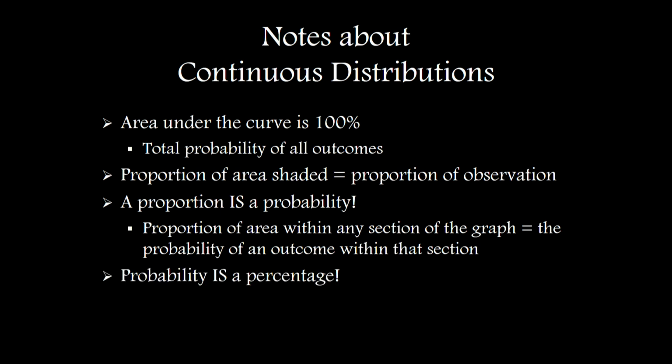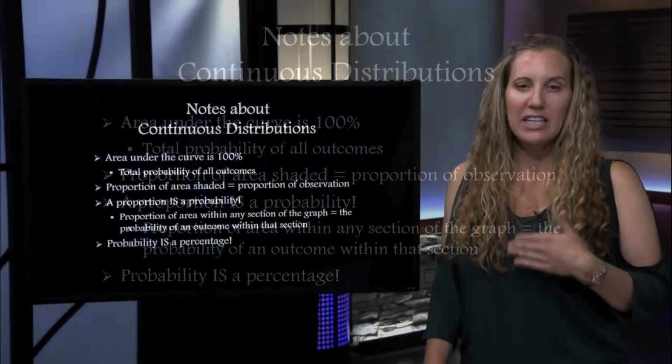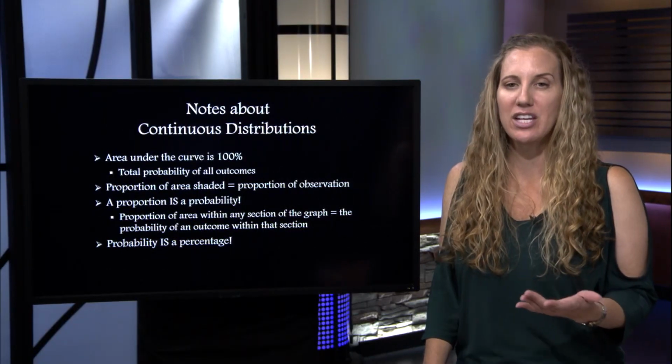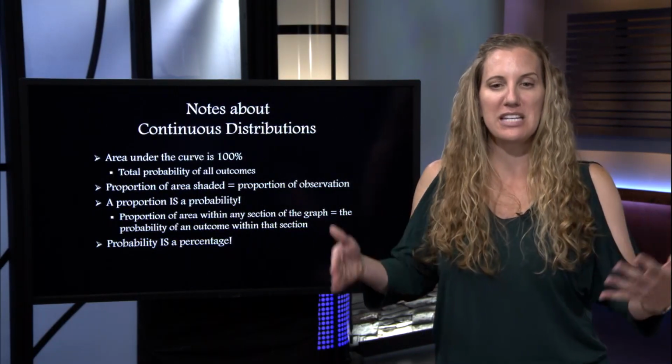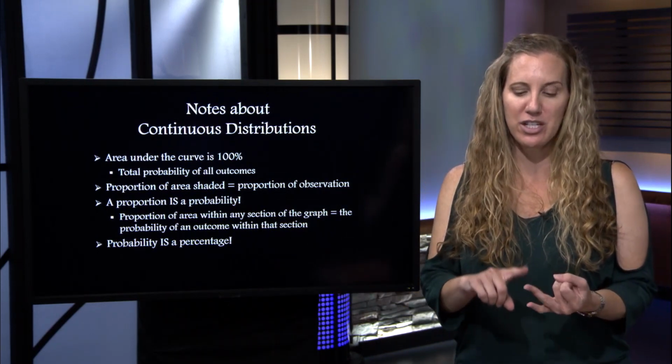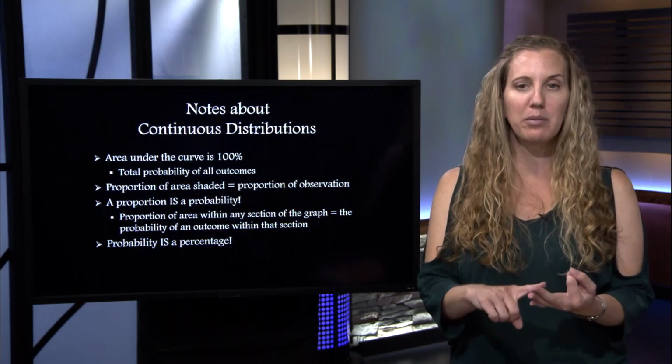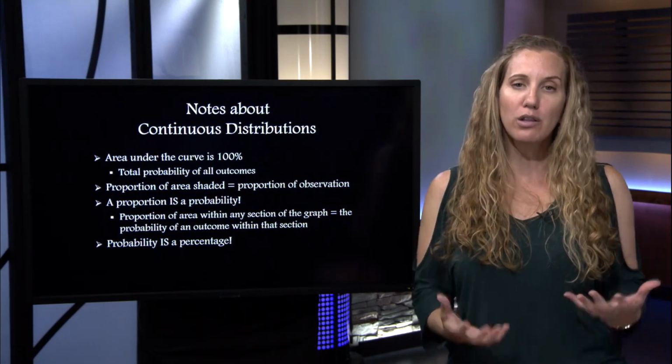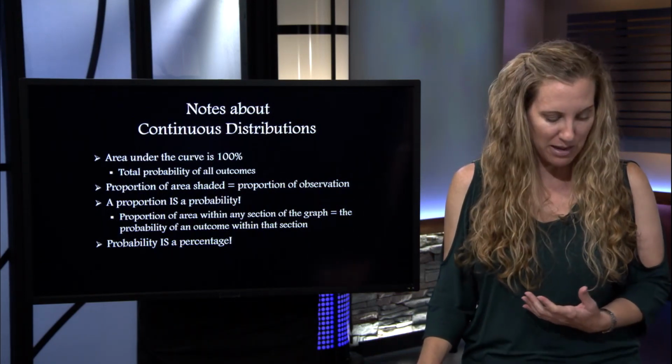And that probability is a percentage. So if I figure out that 22% of my graph has been shaded, then I have a p-value, a probability value, of 0.22. So probability equals proportion equals percentage equals p-value. All these different P words are interchangeable, because all of those things are referring to the same thing.